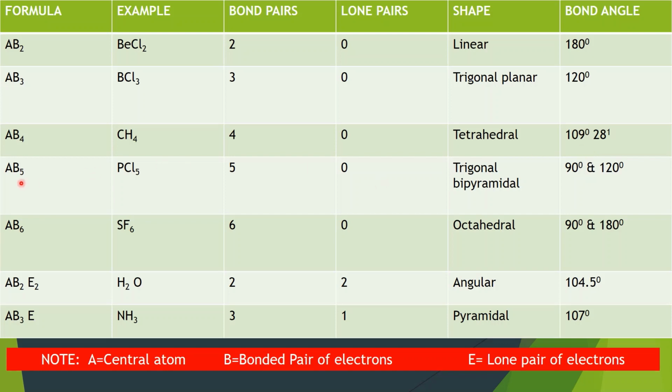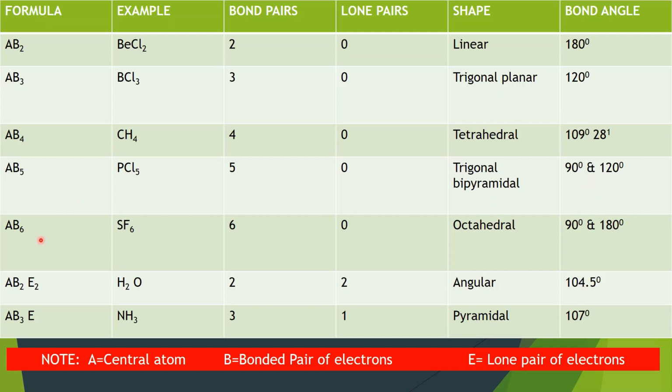Next model AB5. Around the central atom, 5 bonded pairs. The example for this model is PCl5, phosphorus pentachloride. 5 bonded pairs, lone pairs are 0, and the shape of the molecule is trigonal bipyramidal, and there are 2 bond angles, 90 degrees and 120 degrees. So in the plane there is 120 degrees and 90 degrees. I will explain with an example.